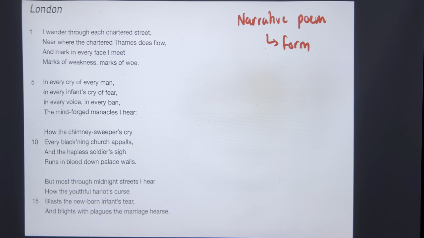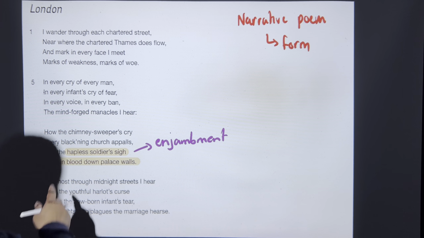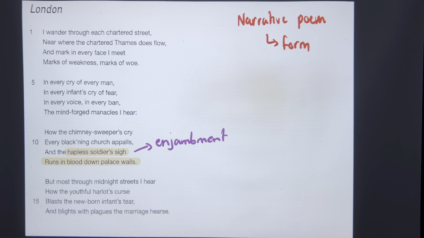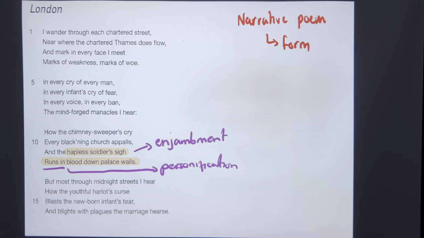And when it comes to structural devices, the soldier's sigh runs in blood down palace walls. Now here, guys, I will talk about the enjambment. And remember, guys, enjambment is when the line of poetry carries on. It's when the line of poetry continues to the next line. I'll explain why that enjambment is effective in a second. And you can also talk about the use of personification here also. Then, guys, I will talk about another quote, which is mind-forged manacles. I'll explain all three quotes in a second.